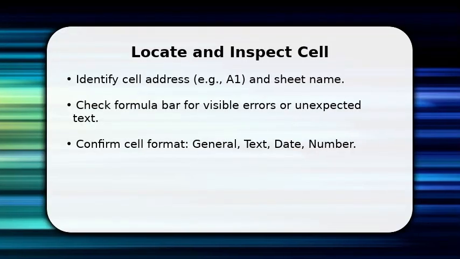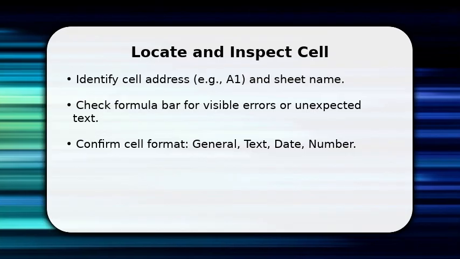You start at the offending cell, click it and read the formula bar so you see exactly what Excel is using. Once done, check the cell format because text format often prevents formulas from evaluating. Change to general or number as needed.